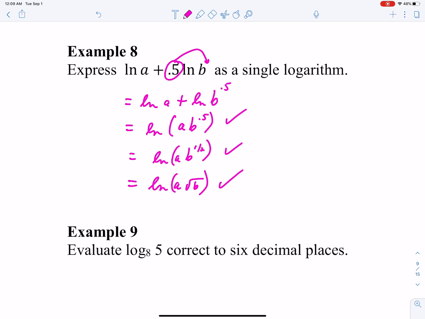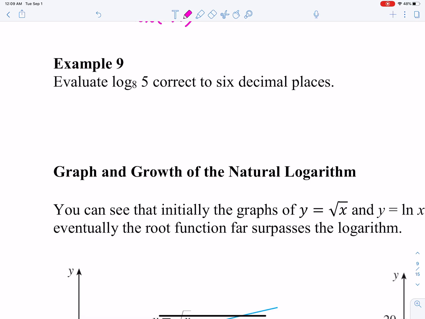Okay, example 9 here. Evaluate log base 8 of 5, correct to 6 decimal places. This is for your calculator now. The thing is, most of the newer calculators, you can just literally type this in and it gives you the answer. Let's pretend it was 20 years ago, and the calculators could only handle base 10 or natural log. So we'll use the change of base formula that we talked about above.